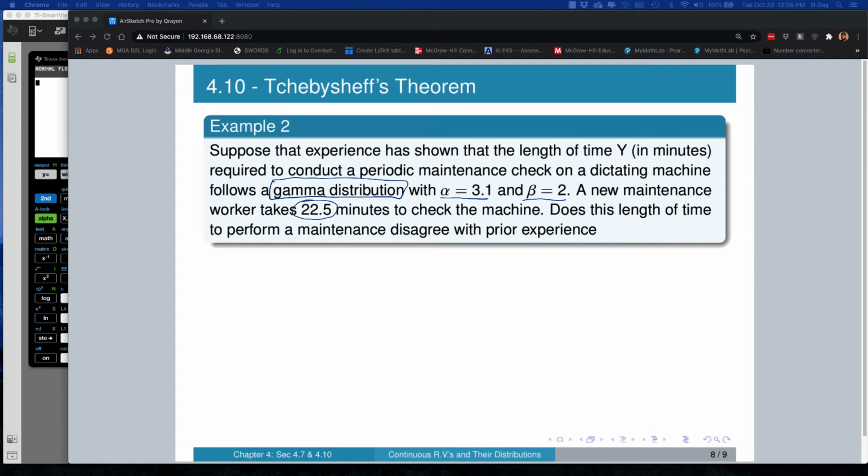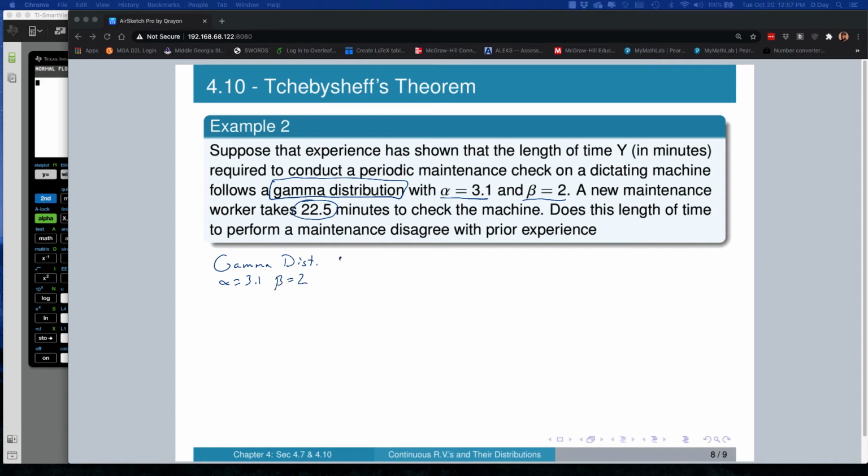So that prior experience and the fact that we're dealing with the gamma distribution are all important features here. All right. We need to figure out what from prior maintenance experience and the distribution that was built using this gamma distribution, what the mean and the variance are for that. So there's some information we need that comes strictly from the gamma distribution, right? And with alpha equal to 3.1 and beta equal to 2.